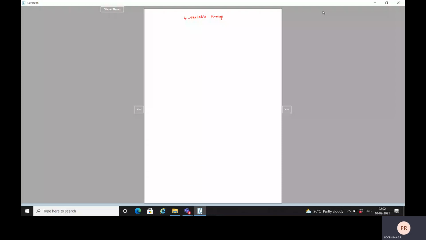Variable K-map. In the earlier sessions, we have discussed how to construct a 2-variable K-map and a 3-variable K-map, and how a given switching equation can be reduced using the 3-variable or 2-variable K-maps. Also, we discussed what a prime implicant is and what an essential prime implicant is. Moving further, a 4-variable K-map.